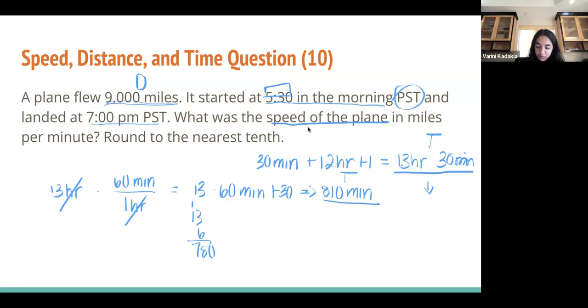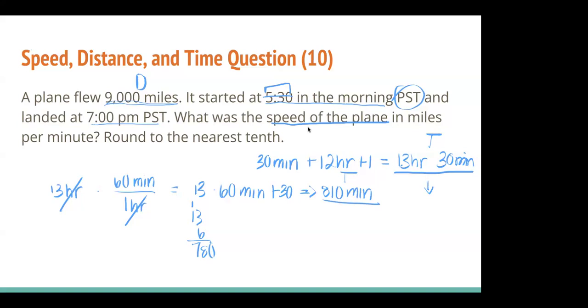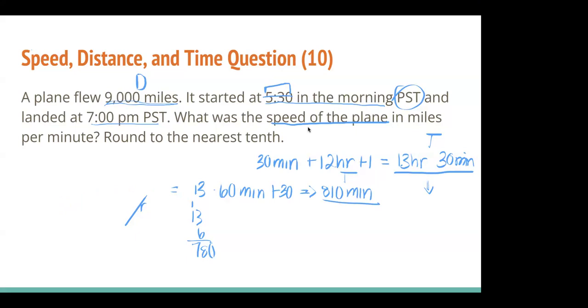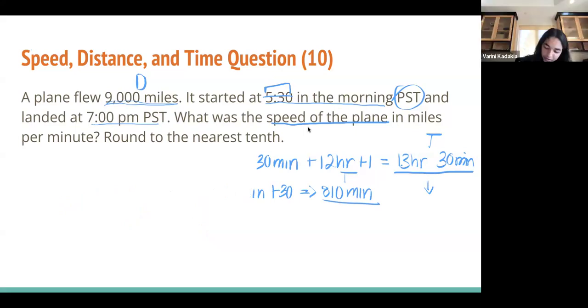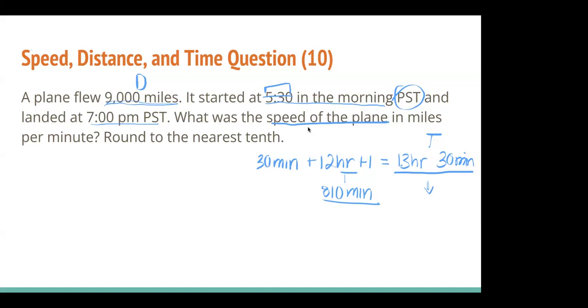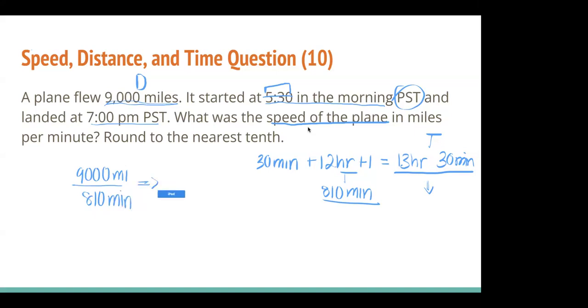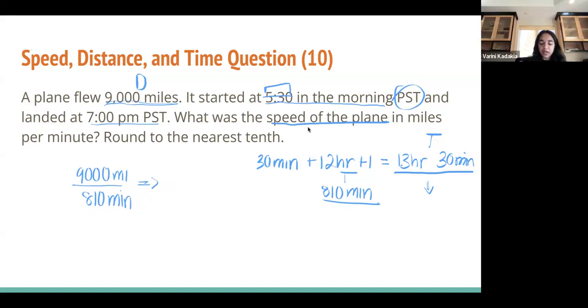So now what should our answer be? We want to find the speed, so what is speed? Speed is distance divided by time. Our distance is 9,000 and our time is 810 minutes. You can't actually report speed like this in this case, because it's asking for a decimal number, because it's telling you to round to the nearest tenth.